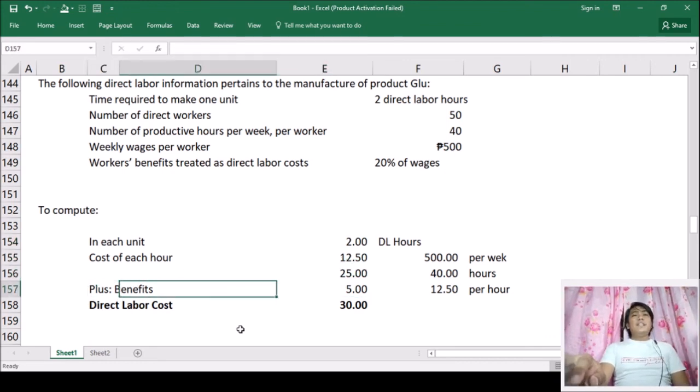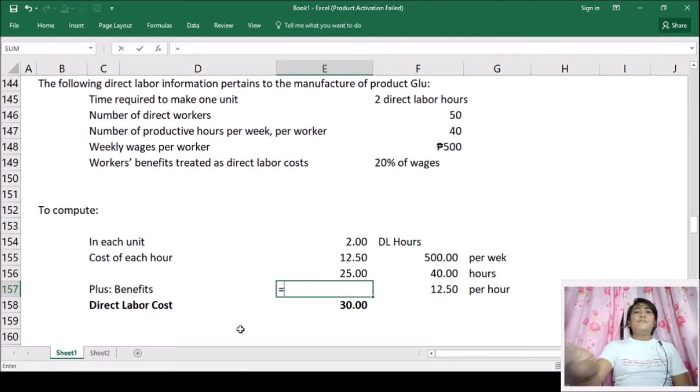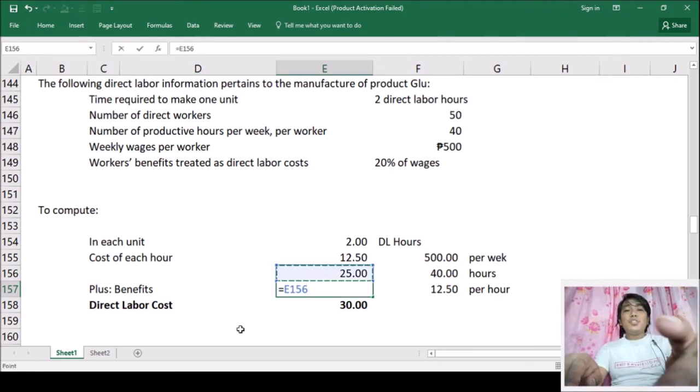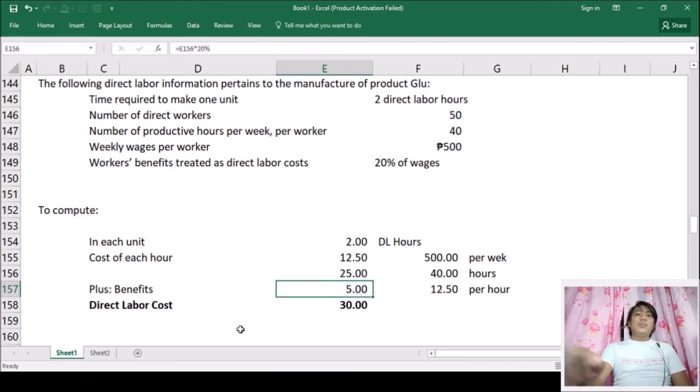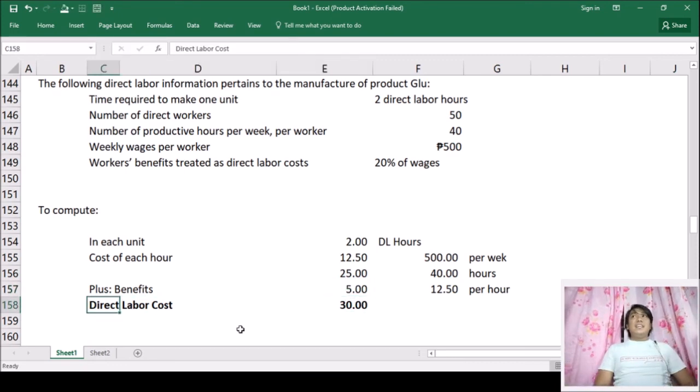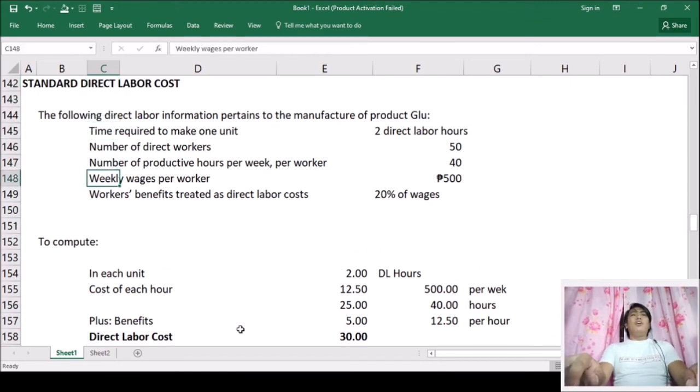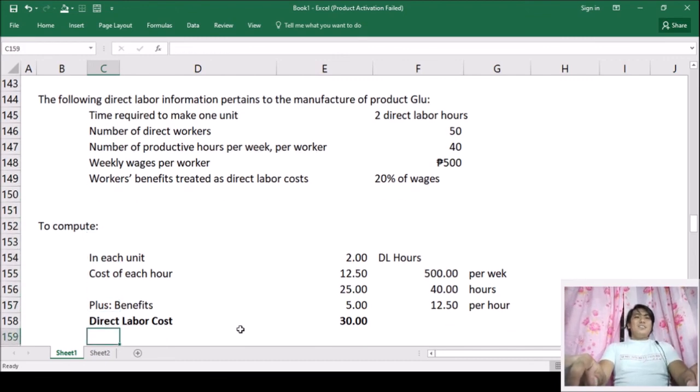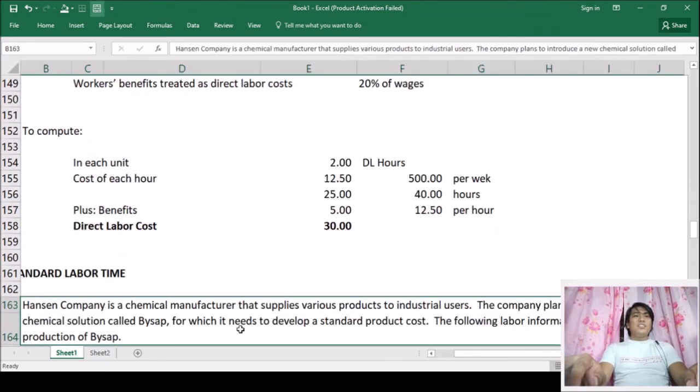Plus the benefits of 5, sa paano po na-compute yung 5? That is 25 pesos multiplied by 20% workers' benefit, which will be treated as direct labor cost, that is 5. The direct labor cost at standard is 30. Ganun lang po, kasimple yun. Okay, wag po natin pahirapan ng ating mga sarili to compute the standard direct labor cost. Okay? So, hopefully, naintindihan po itong topic na to.